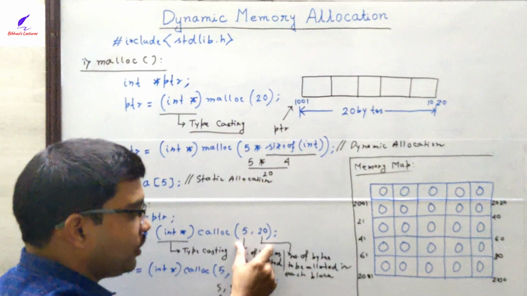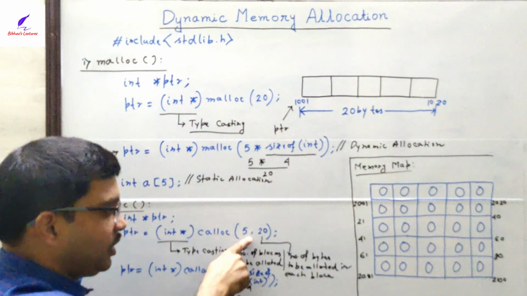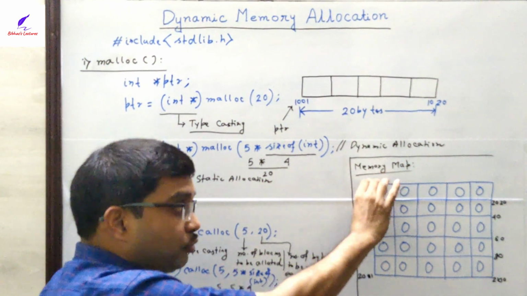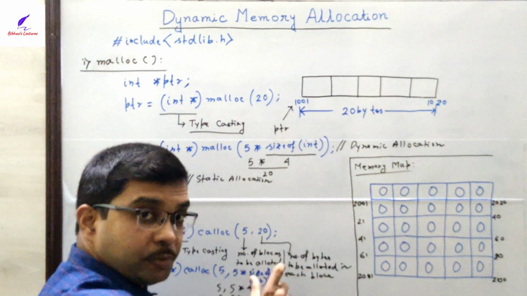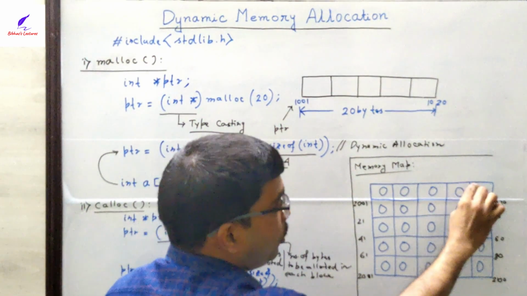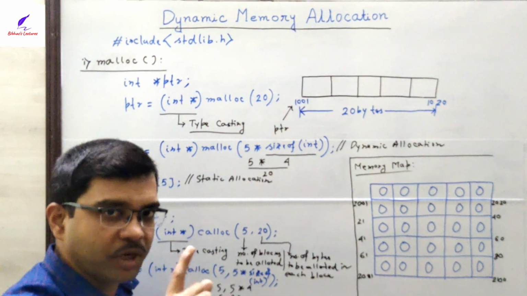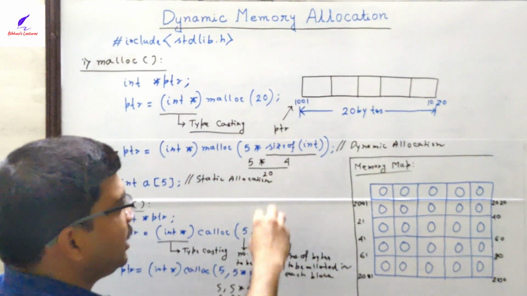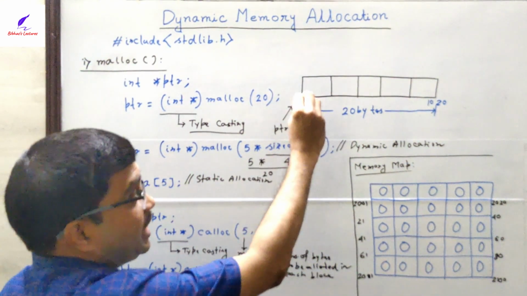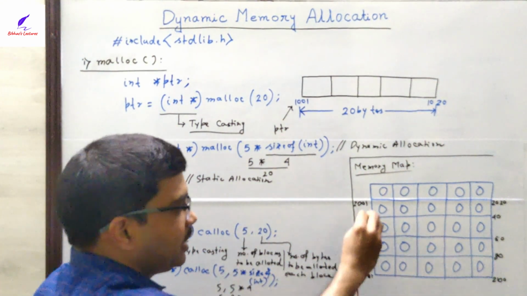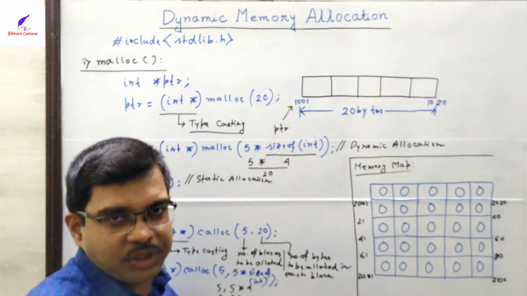But in case of the calloc function, you have to pass 2 parameters. First you have to mention how many blocks you want to allocate, how many rows will be there, and then you have to mention in each and every block or row how many bytes will be there. So the calloc function accepts 2 parameters, malloc accepts 1 parameter. Not only that, the malloc function does not assign any initial value after allocating the memory, but the calloc function will assign 0 value to each and every location.